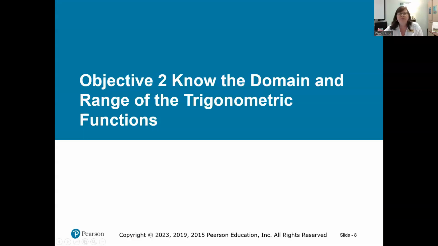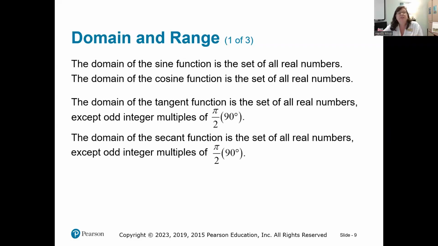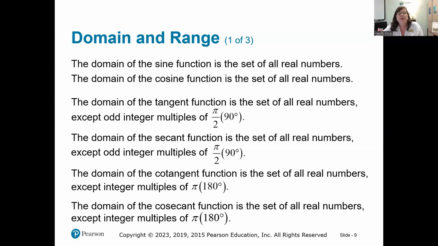Know the domain and range of the trigonometric functions. I'm just going to throw this out here to you, but it's going to make a lot more sense when we actually work with the graphs of these. But the basic thing is that the domain of the sine and the cosine functions, what angles can you plug in? All real numbers, any angle. Never undefined. Not so with the other four. The other four, tangent, cotangent, secant, and cosecant, do have places that they are undefined.